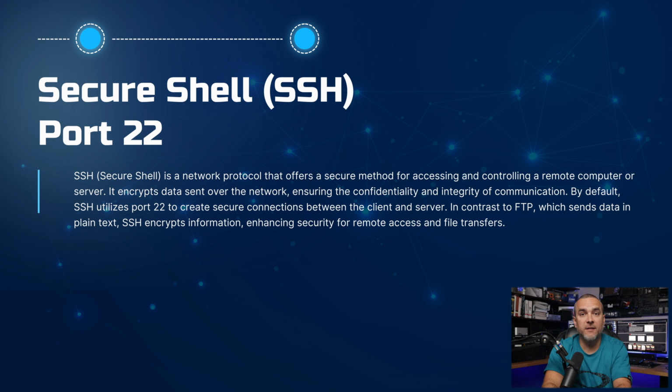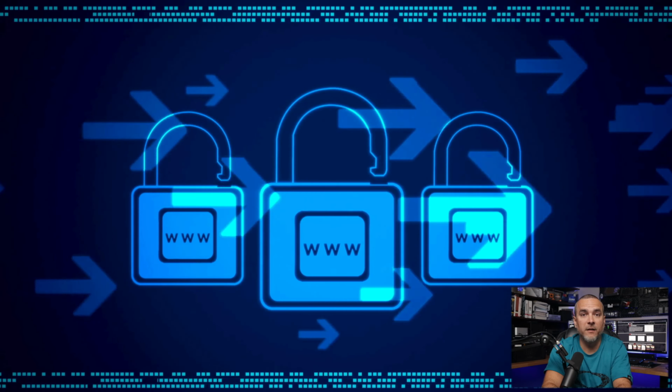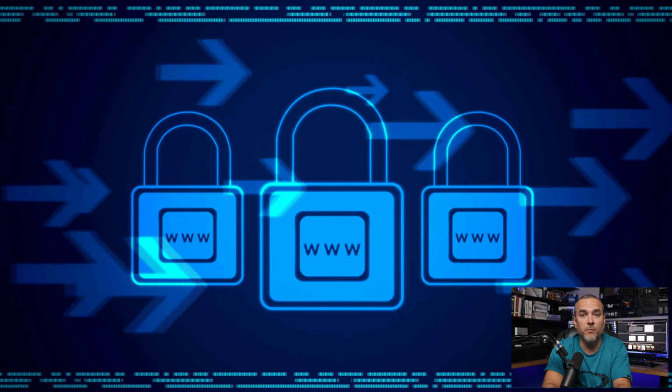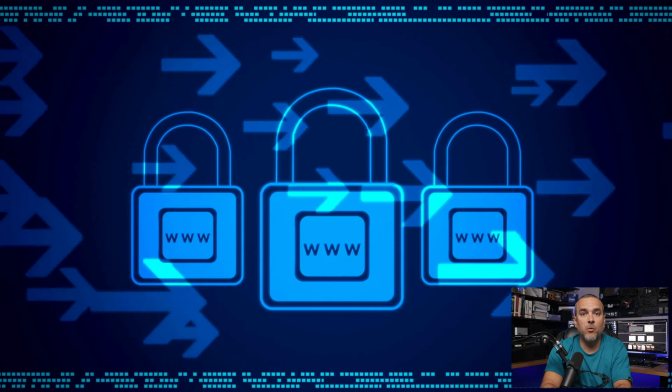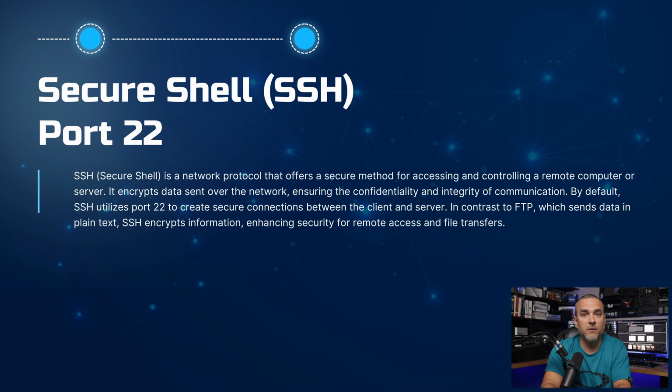Secure Shell, or SSH, is a network protocol that provides a secure way to access and manage a remote computer or a server. It encrypts the data transmitted over the network, providing confidentiality and integrity of the communication. SSH uses port 22 by default for establishing secure connections between the client and the server. Unlike FTP, which transmits data in plain text, SSH encrypts the information, making it a more secure option for remote access and file transfers.